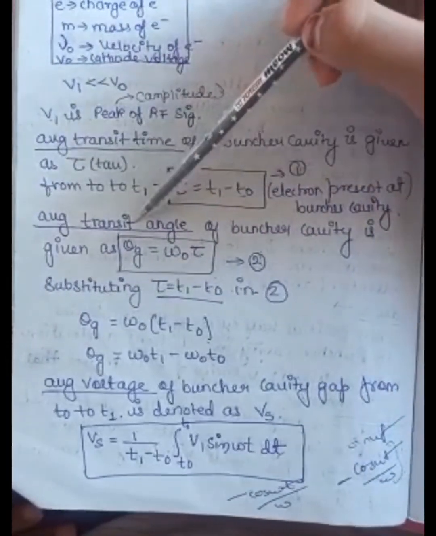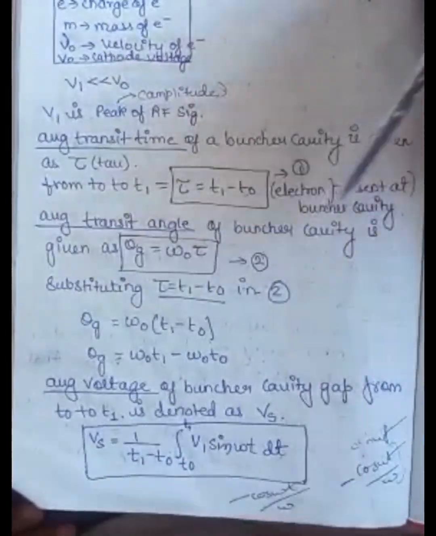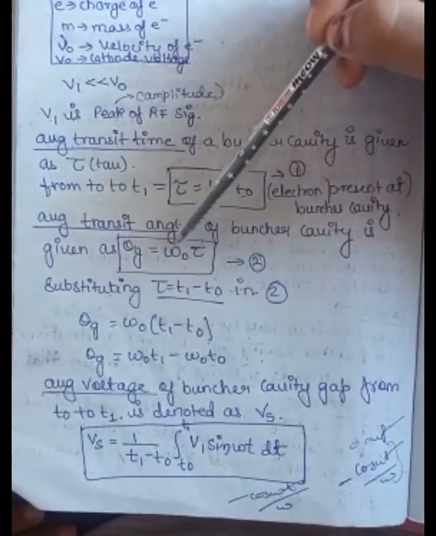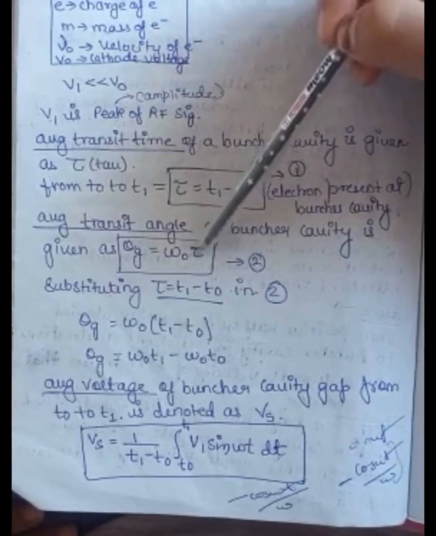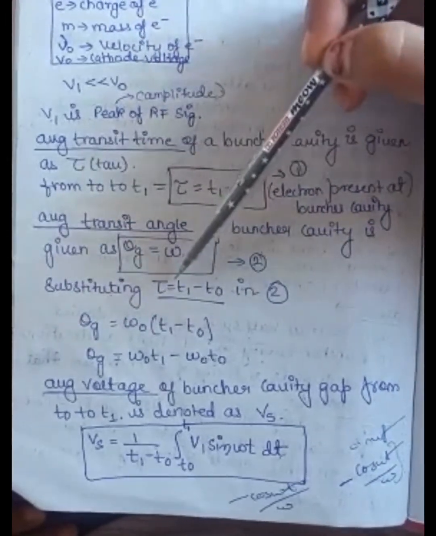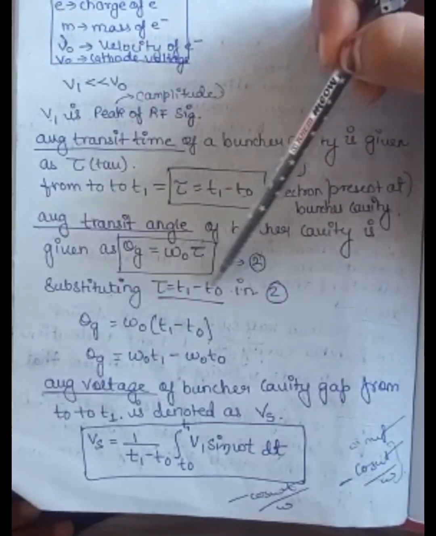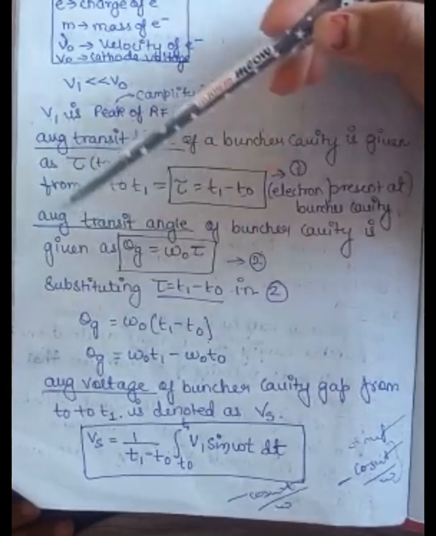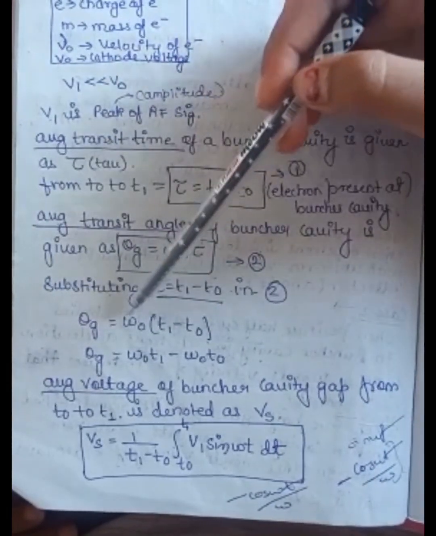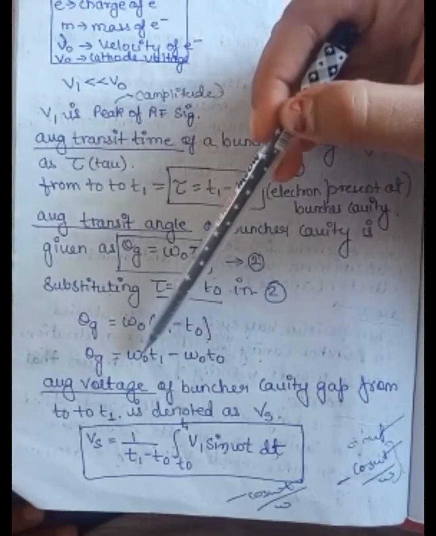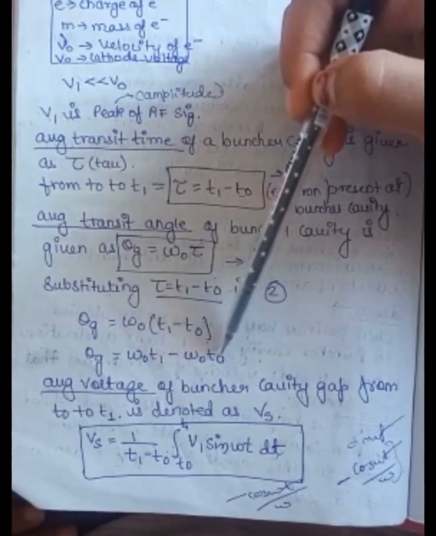The average transit angle of the buncher cavity can be represented as theta g, and theta g is represented as omega naught tau, where here we have seen that tau is T1 minus T0. So we have to substitute T1 minus T0 in the place of tau. Therefore theta g, which is the average transit angle, will become omega naught of T1 minus T0, which is omega T1 minus omega naught T0.